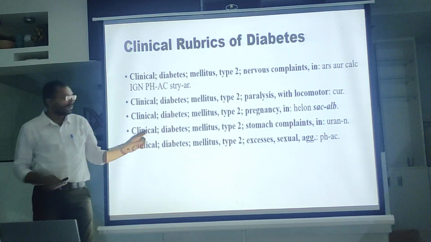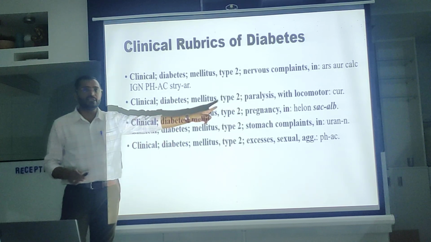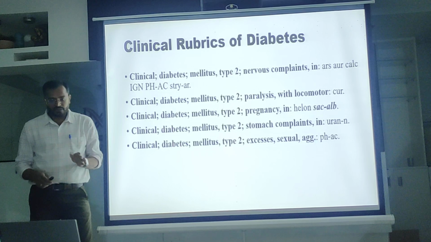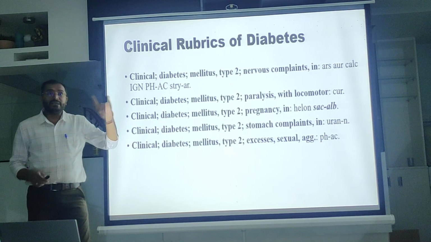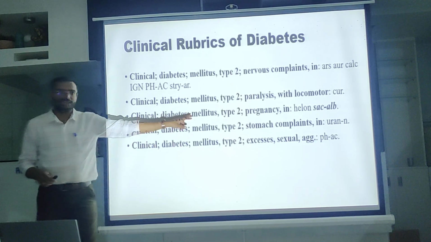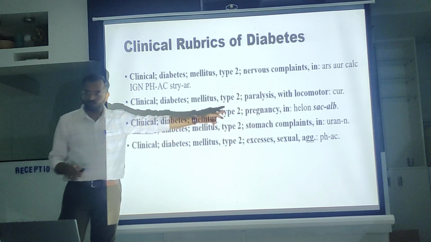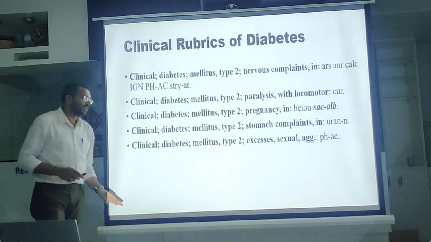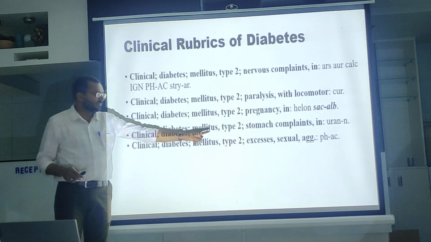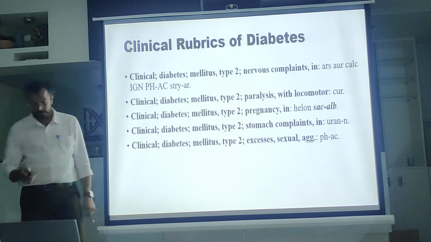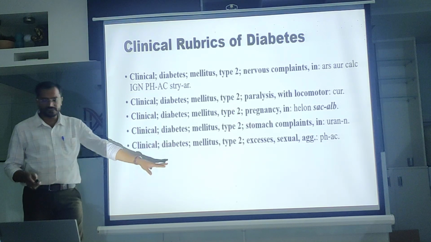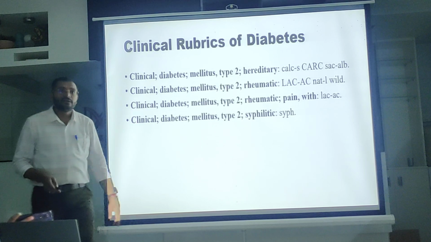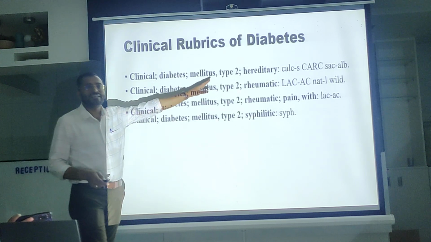Very important clinical symptom: diabetes with motor paralysis, Curare is the only remedy. I said diabetes during pregnancy, only 2 remedies: Helonias and Sacrum albo. You must try these remedies during pregnancy. They can restore wonderfully. Diabetes with stomach complaint, uranium nitricum. Sexual weakness, excess after: acid phos. Diabetes hereditary: Calcarea sulf is the only remedy.